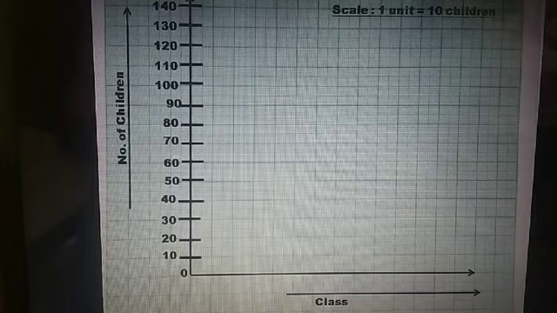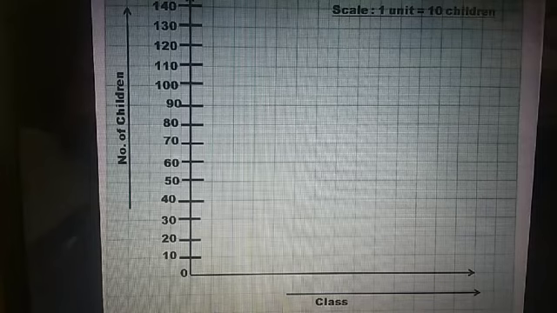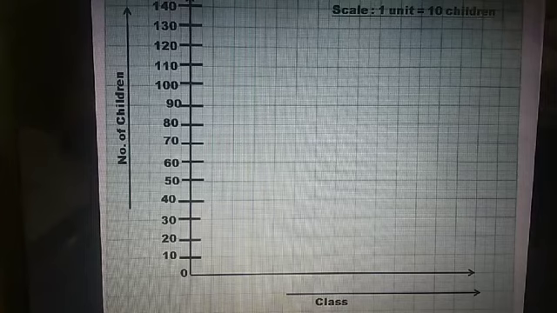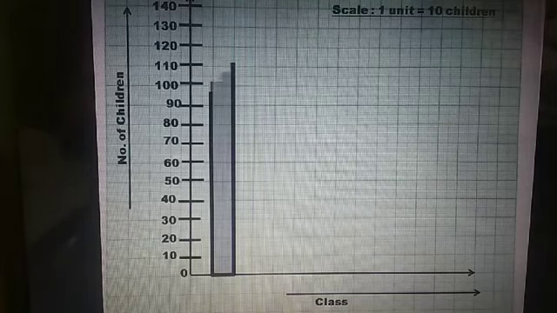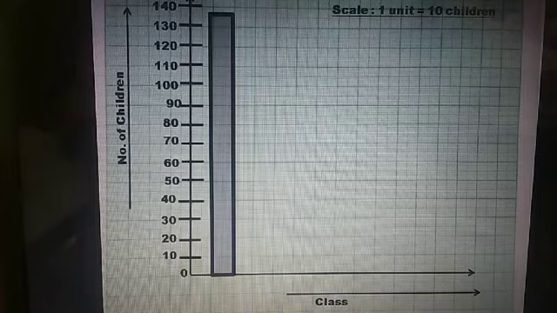Now the first bar you will draw from dark line to dark line with a height of 135. That is the middle of 130 and 140, like this. Make sure to draw the lines on the dark lines.